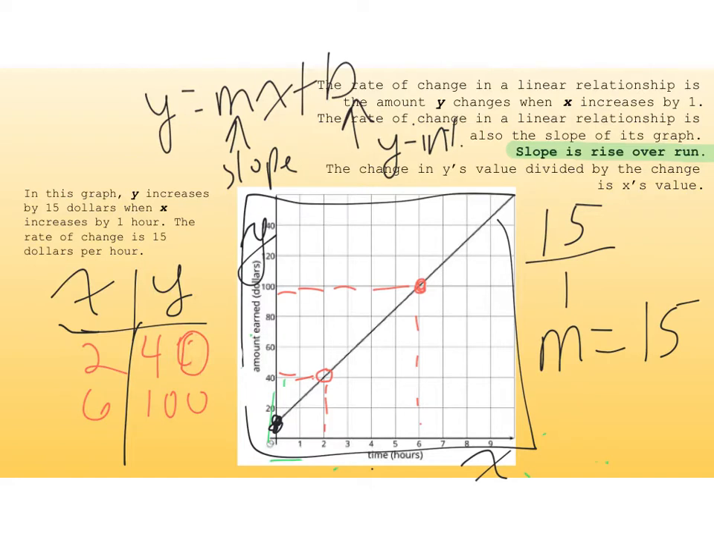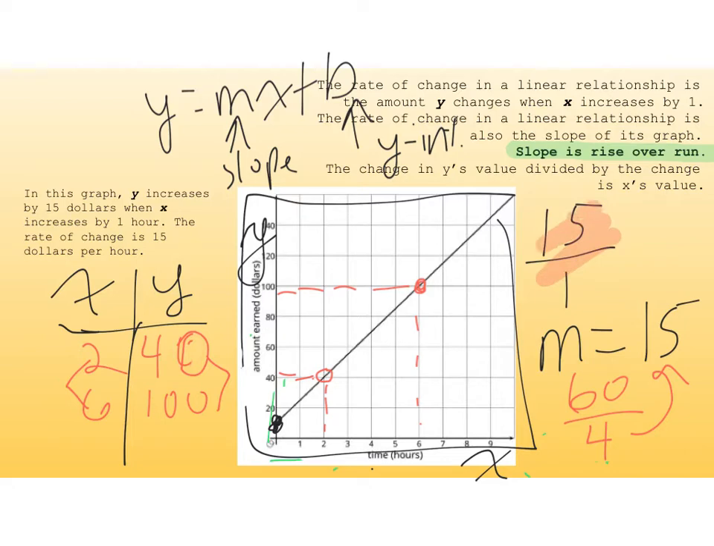Alright, so it's change in y. What is the change from 40 to 100? 100 minus 40, that is 60. Let's go over here, 60. And from 2 to 6, that is 4. 60 divided by 4 is 15. So, yep. We're going to write this equation.